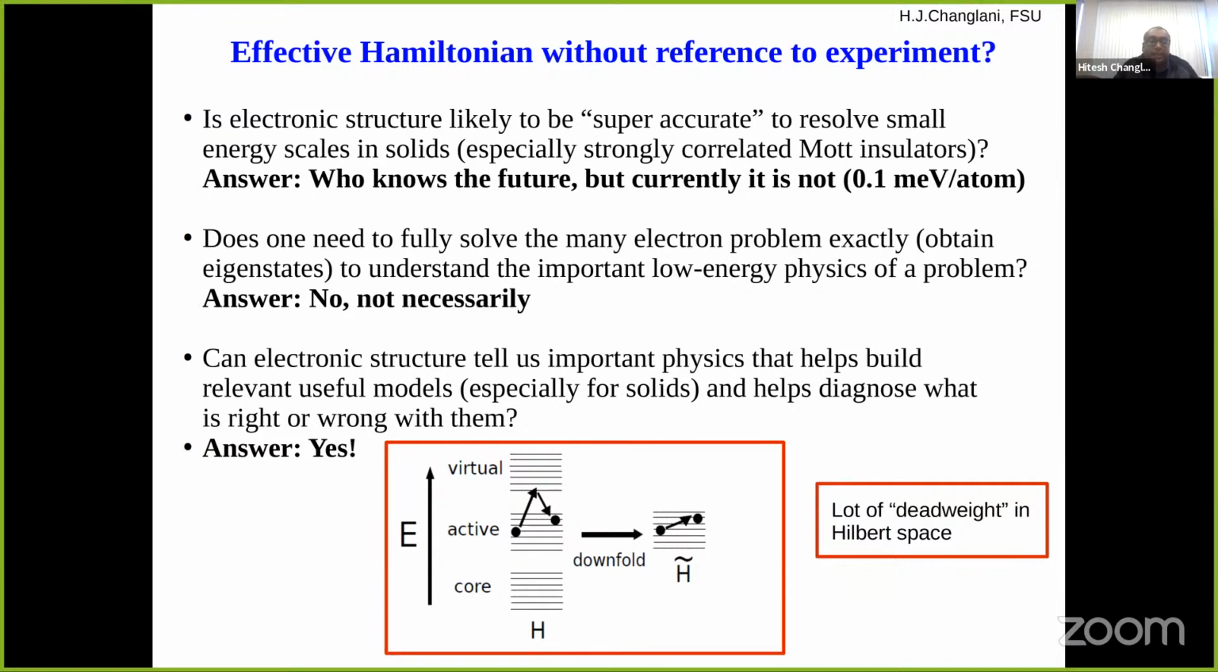It turns out that the energy scales are very small. I don't know about the future, but currently the best ab initio techniques are about 0.1 meV per atom. And then you can ask, okay, maybe I cannot get the exact ground state and exact eigenstates and exact solution to this problem. But can I learn something from approximate wave functions? What if I write down a Slater-Jastrow wave function? Or what if I write down some sort of matrix product state, which is maybe not exact, because there are limitations of bond dimension, etc.? But can I learn something about what this low energy effective Hamiltonian is all about? Right? What are the important degrees of freedom that are guiding the low energy physics?